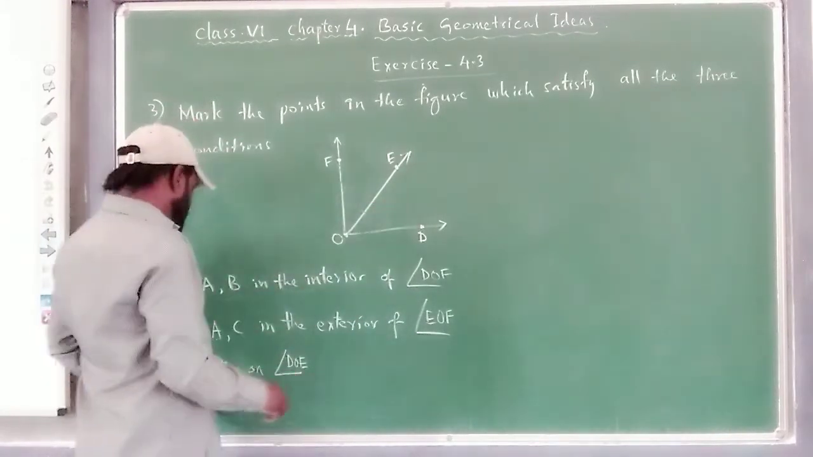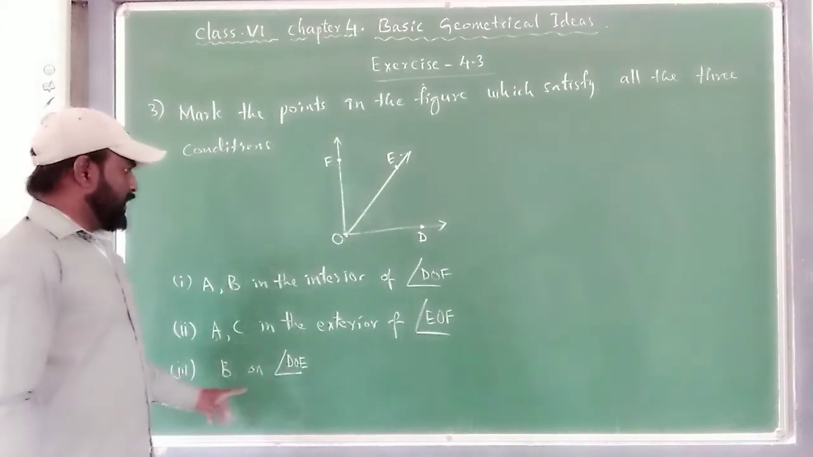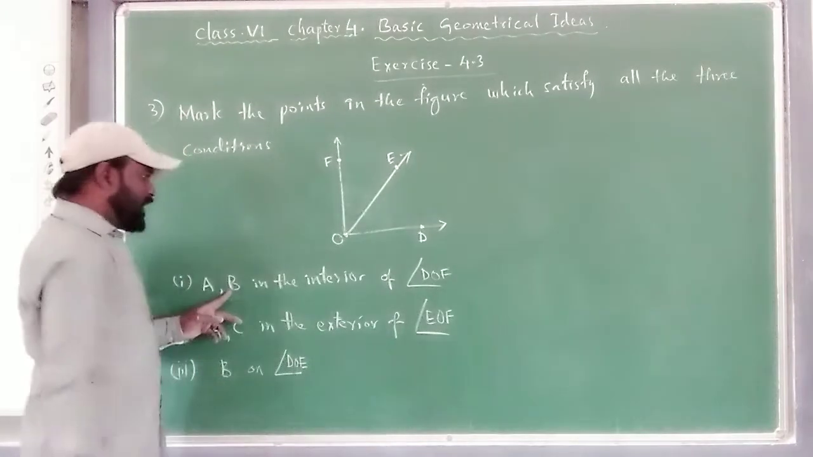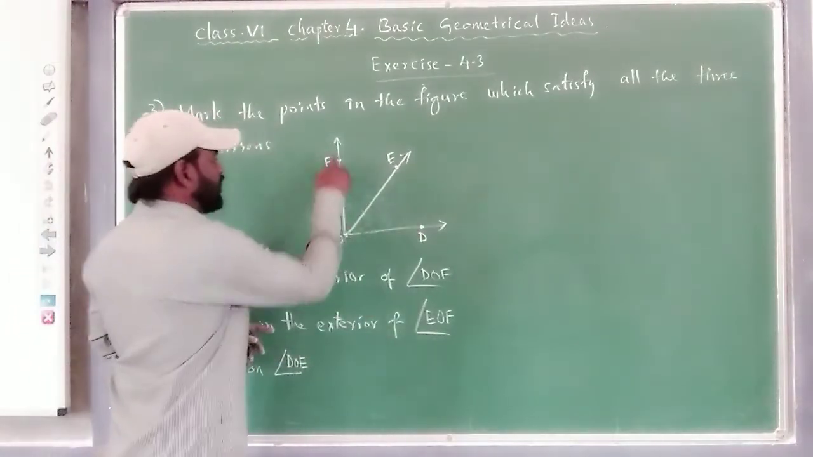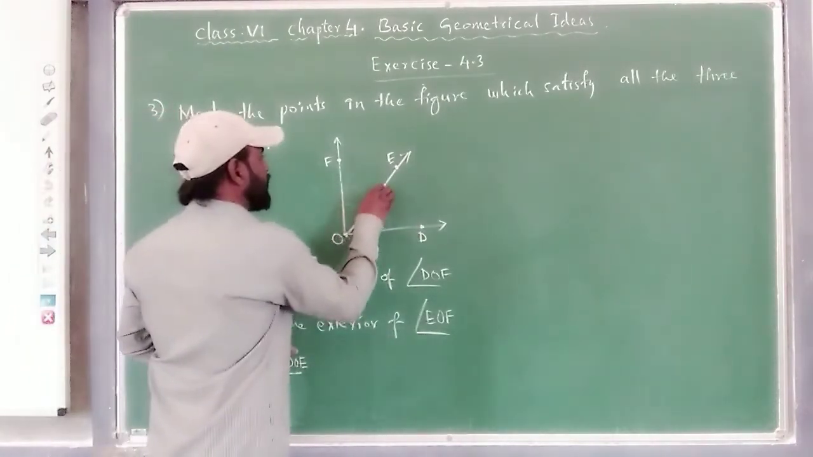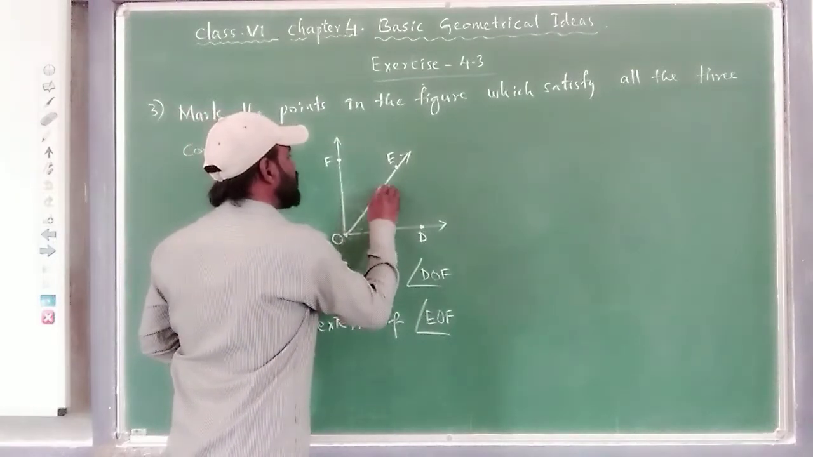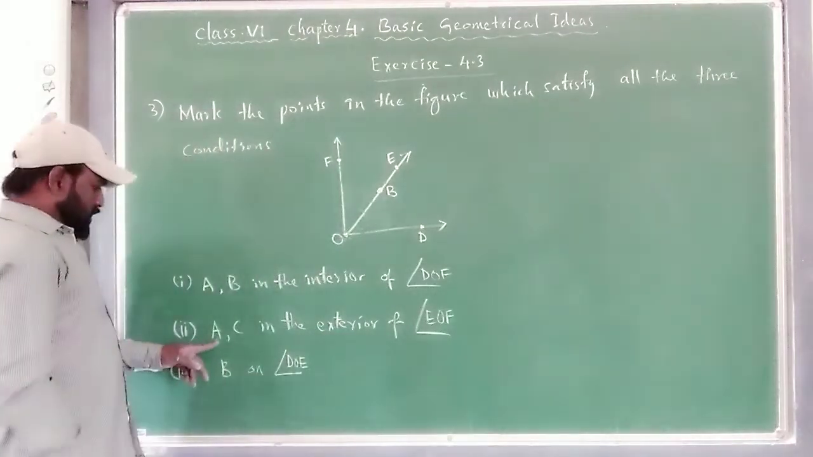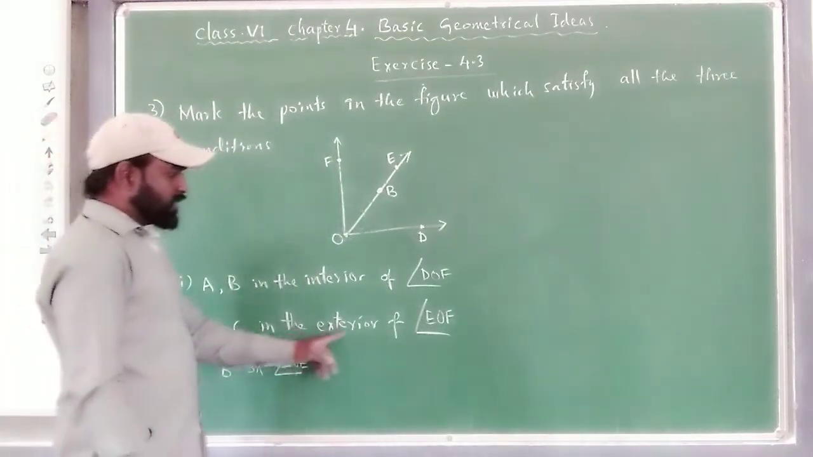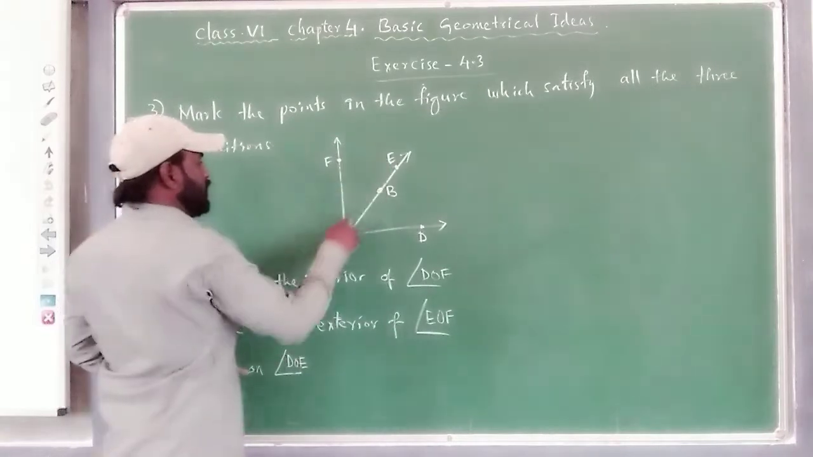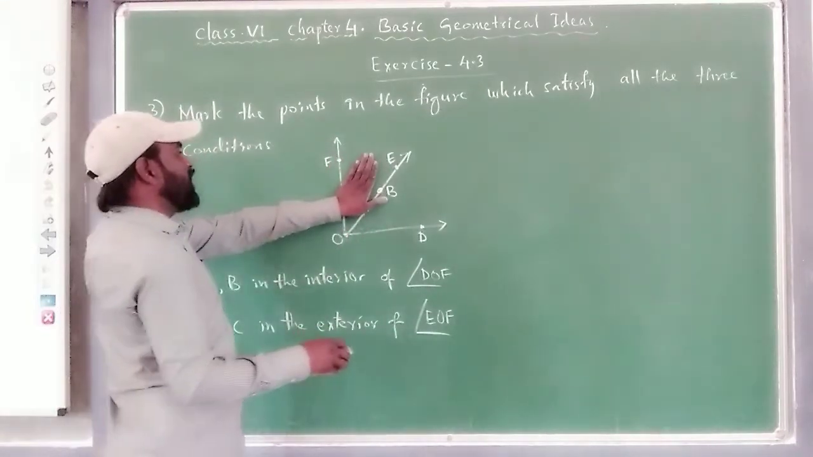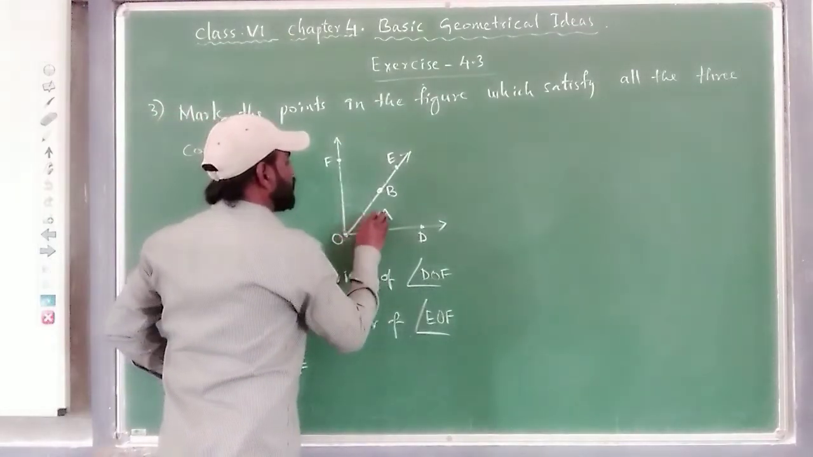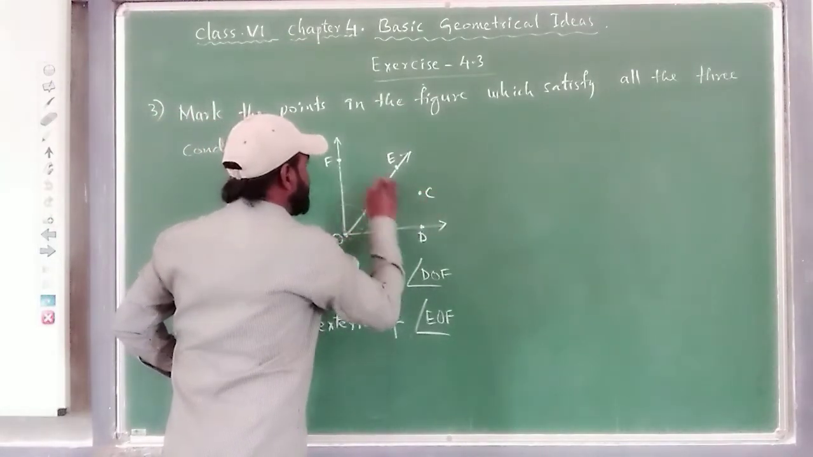Next, B is on DOE. B should be on DOE. So B should be on DOE and in the interior of DOF. Interior of DOF on DOE. That means the third condition that B should be here on angle DOE. Right? Next, this one, A and C in the exterior of EOF. This is interior of EOF. Exterior is this side. So A and C should be here or here somewhere, but not here.